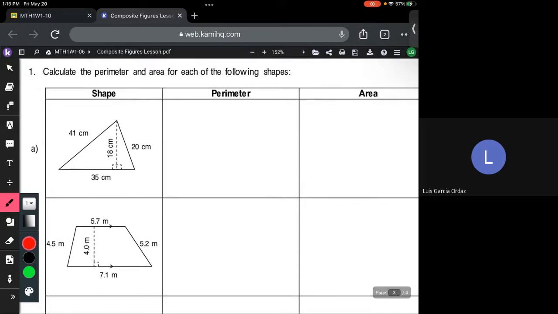So we have a triangle, okay? A triangle is a shape with three sides. How do we find the perimeter of a triangle? You add all three sides. So perimeter of a triangle is side 1 plus side 2 plus side 3. So 35 plus 20 plus 41, which is 96.